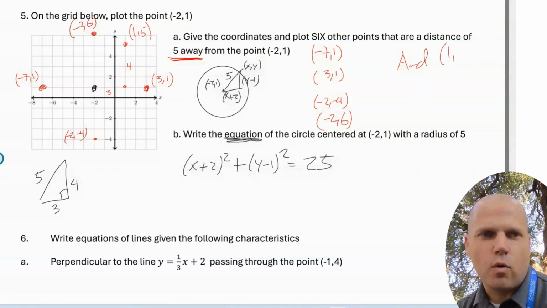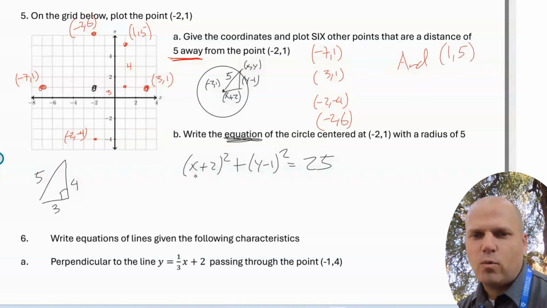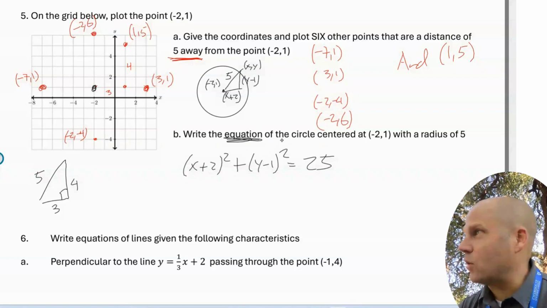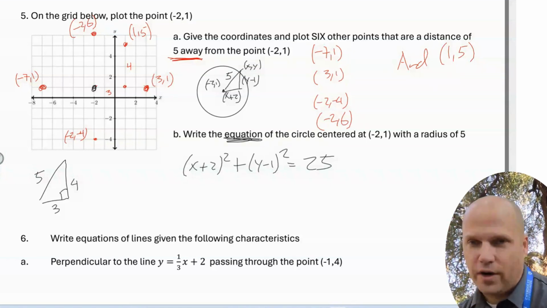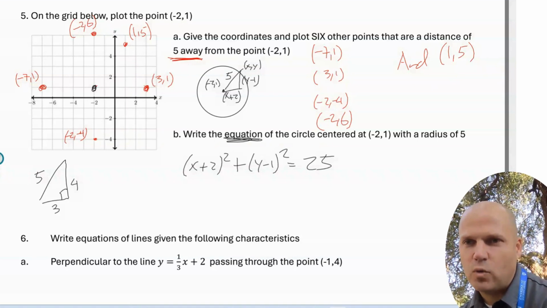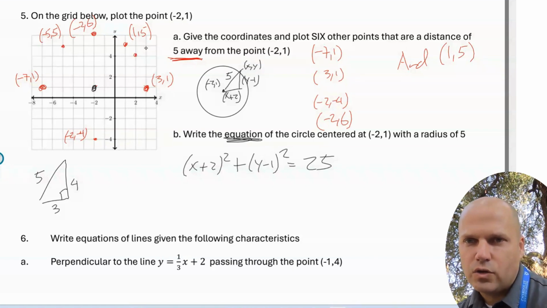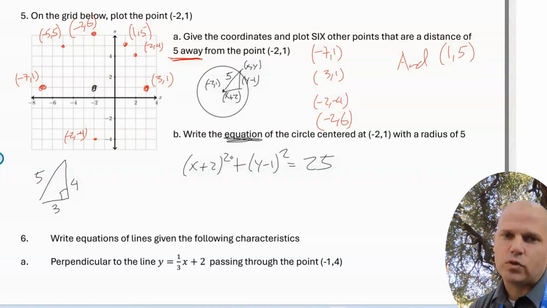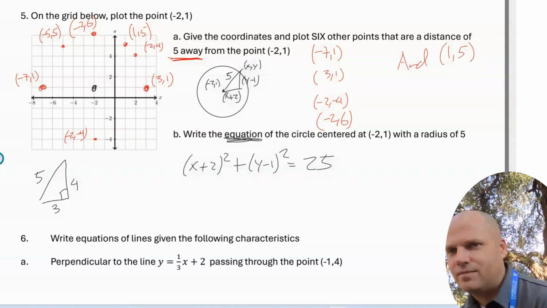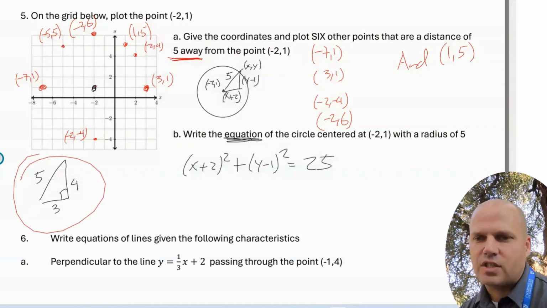So if you plug in 1, you get 3 squared. If you plug in 5, you get 4 squared. It's not going to be symmetrical that way. If you went left 3, you'd get negative 5, 5. If you went instead over 4, 1, 2, 3, 4, up 3, 1, 2, 3, you get 2, 4. That also works. If you plug in 2, you get 4 squared. If you plug in 4, you get 3 squared. Anyways, there are a lot of other points using this 3, 4, 5 idea.